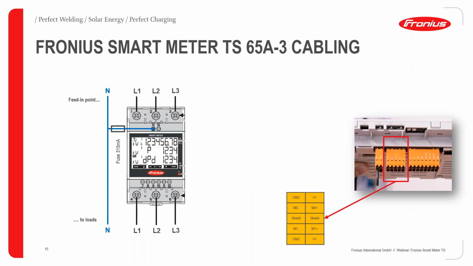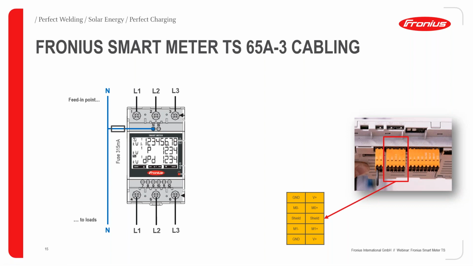But now let's head on to the actual cabling and installation. We start with the Smart Meter TS 65 amp 3-phase. And like we can see here, or as I've shown you before, we are coming in from the grid with our 3 phases, and down below we go to our loads. And then we have above our display a connection point for the neutral.